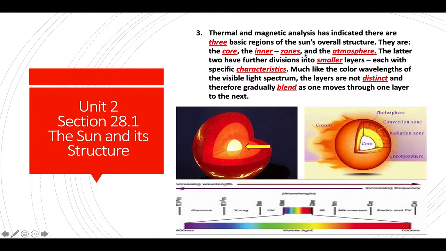Thermomagnetic analysis also indicated that from the heat and from the magnetic field, there are three basic regions in the Sun's overall structure. We have the center or core, then the inner zones, and then it has an atmosphere. The last two actually have smaller divisions or layers within them as well, each with their specific characteristic. And so kind of like color wavelengths in the visible light spectrum, these layers are not distinct. You just don't have the hard edge like drawn by the artist. One tends to blend into the other as you move through the layers. So as I move through, I went from the core to the inner zone to the atmosphere.